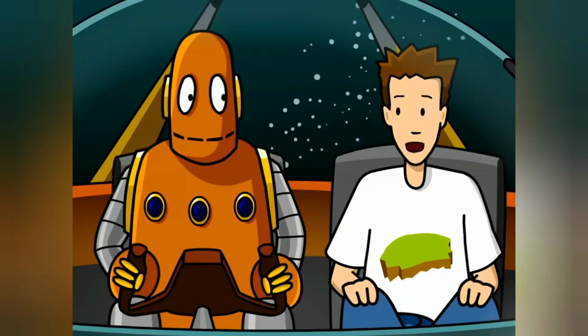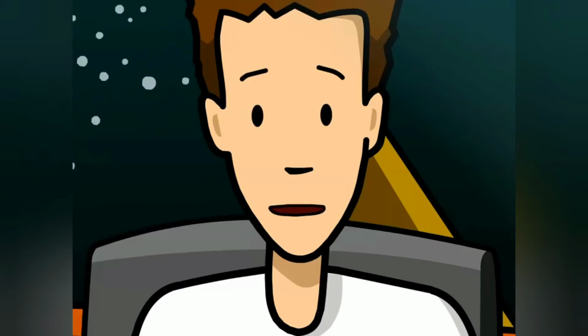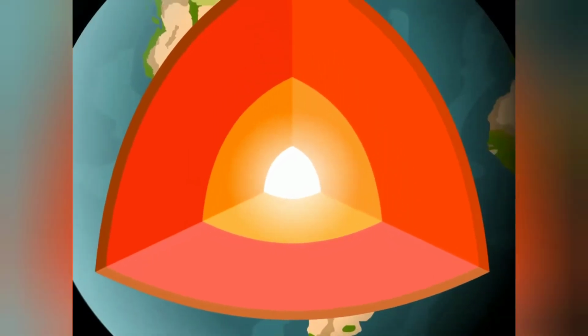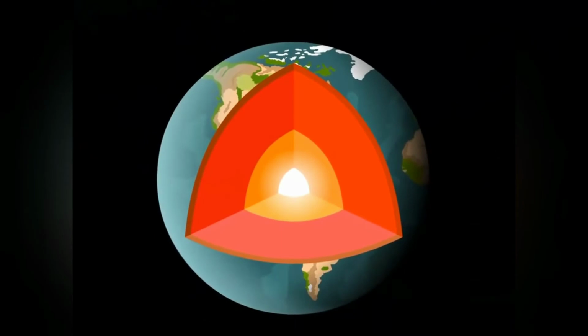As he suspected, there's a lot going on beneath the Earth's surface. Up here, everything seems pretty cool and stable. But miles below our feet, it's a raging inferno. The deeper you go, the hotter it gets. Earth's center, or core, is as scorching as the surface of the sun.